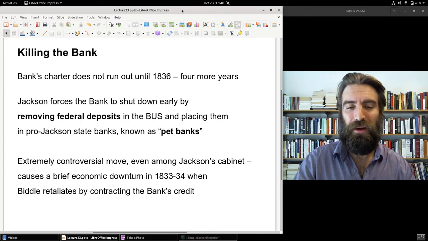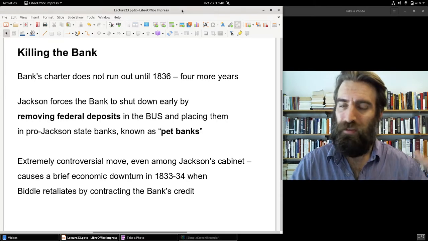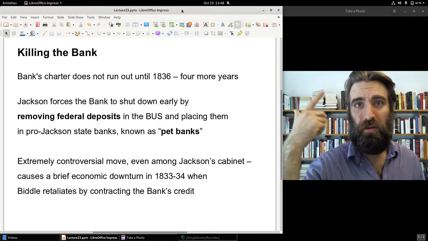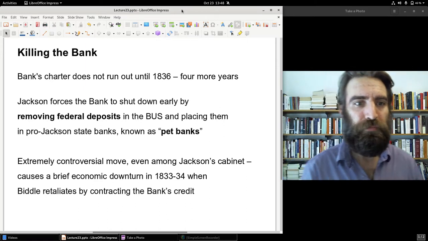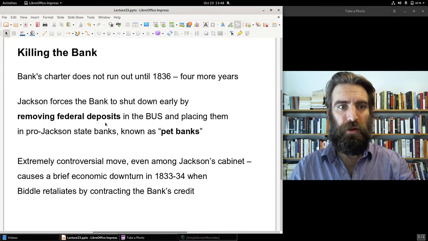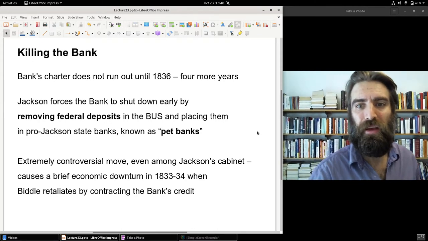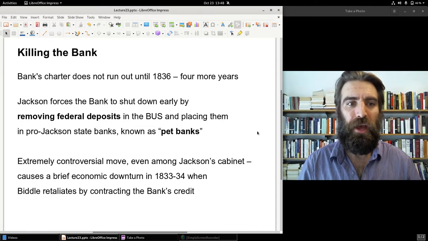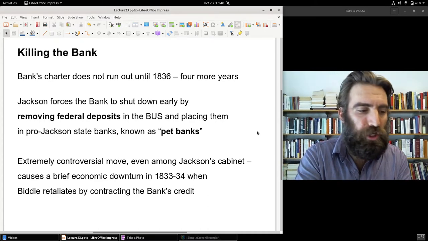Remember in part B of the lecture last time, we looked at the coalition that Jackson built to take down the Bank of the United States. You had hard money, you had free banking, but then you also had these state chartered banks. And so now Jackson wants to remove the federal deposits and place them in state banks. Critics called them pet banks, because they're little pets of the president. And it was a very, very controversial move, even among Jackson's own cabinet.